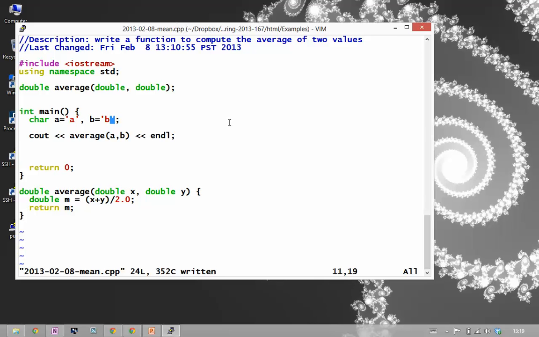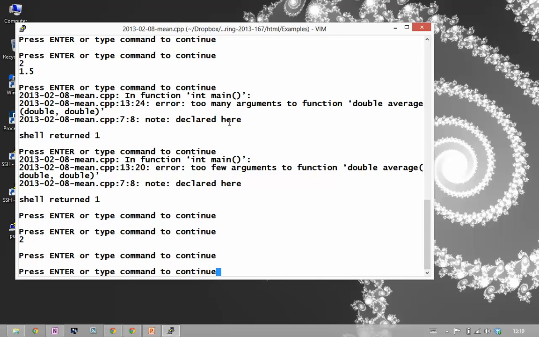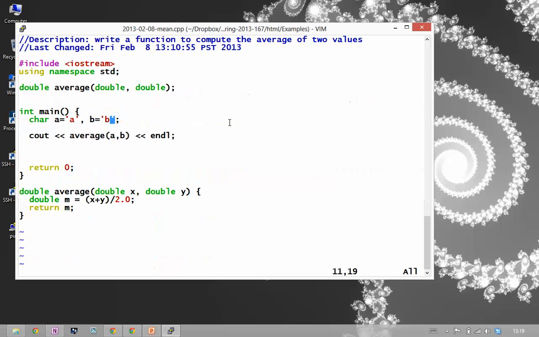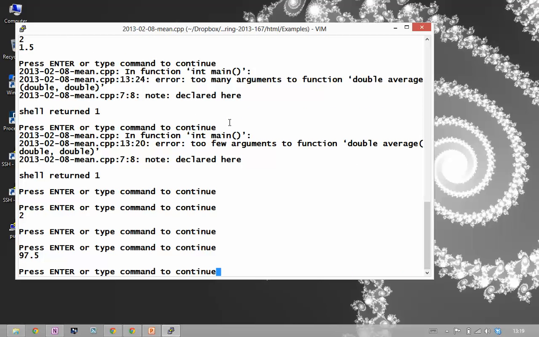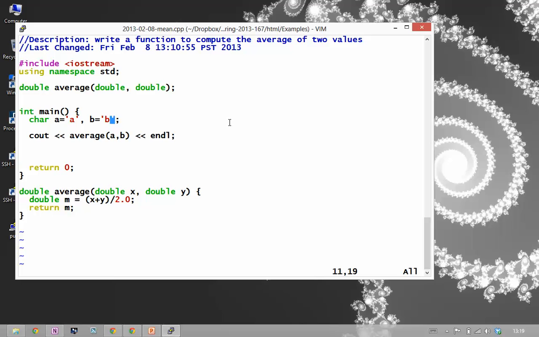Okay, so now I've got a couple characters, and just kind of coincidentally, I'm sticking the character a in the variable a and the character b in the variable b. Let's see what happens. Seems okay with that. And looks like it's okay with that too. Automatic type conversion. Does the 97.5 make sense? a is 97, b is 98. It's all good. Okay, so there's some forgiveness there, I suppose.